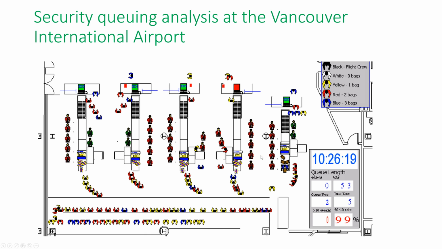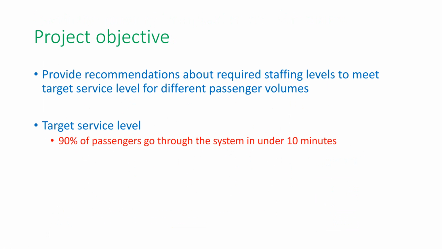This project was done a while ago, and the problem was the airport was facing very long lineups. The wait at the airport was almost a few hours, and the airport wanted to do something about it. The project goal was to provide recommendations about required staffing levels to meet a target service level for different passenger volumes. And during the project, we determined a target service level. We said 90% of the passengers will go through the system in less than 10 minutes.